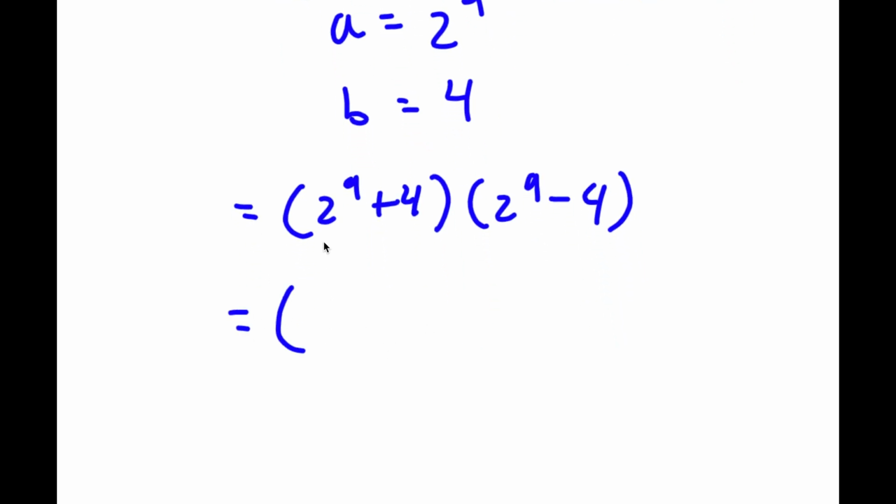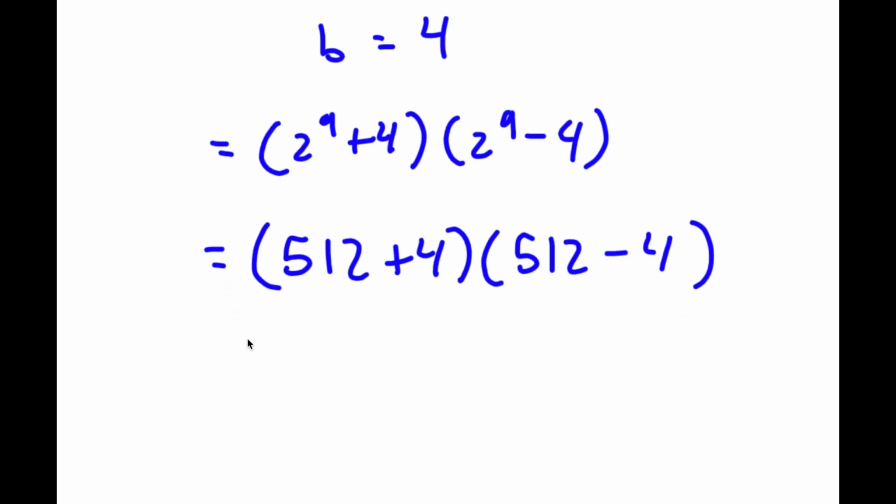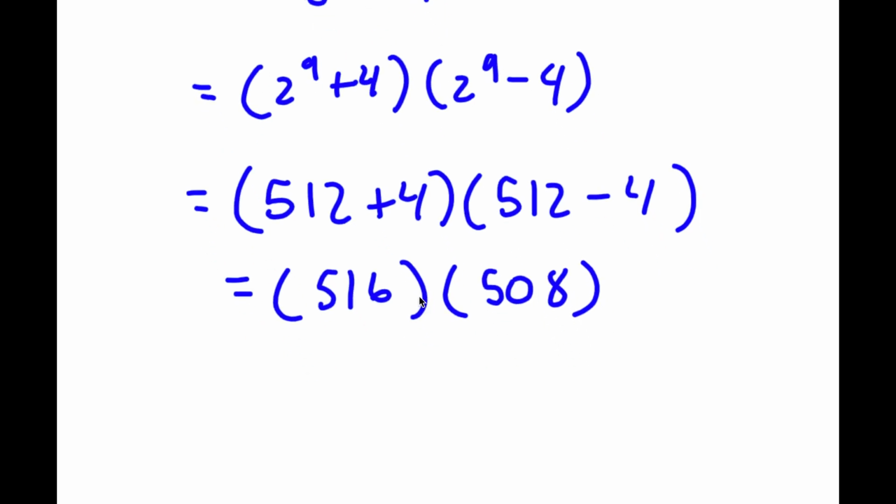Now, if you guys didn't already know, 2 to the power of 9 is equal to 512. So now I have 512 plus 4 times 512 minus 4. 512 plus 4 is 516. 512 minus 4 is 508. So I have 516 times 508.